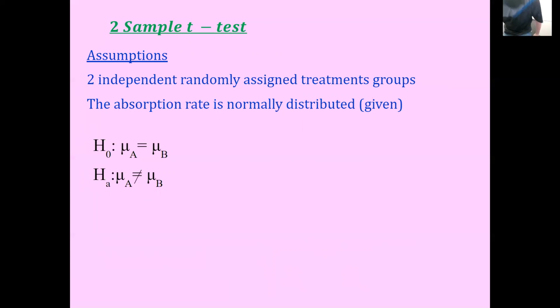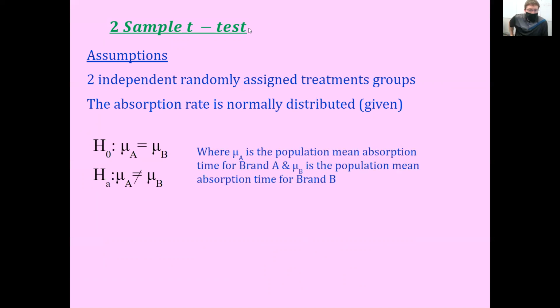All right, so there's my hypothesis. We are assuming there's no difference until proven otherwise, and that's what we're looking for. All right, where again, average A is the population mean absorption time for brand A, and average B is the population mean absorption time for brand B. So I'm on example 2, writing my assumptions.